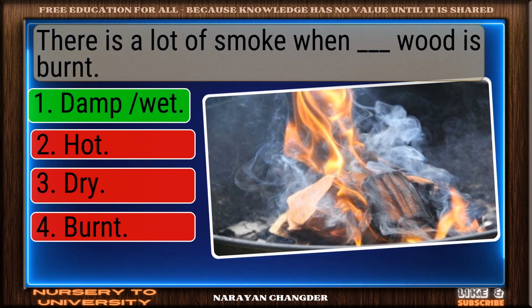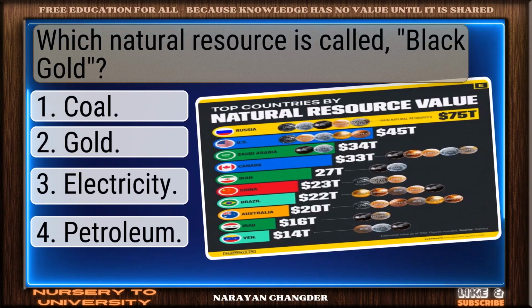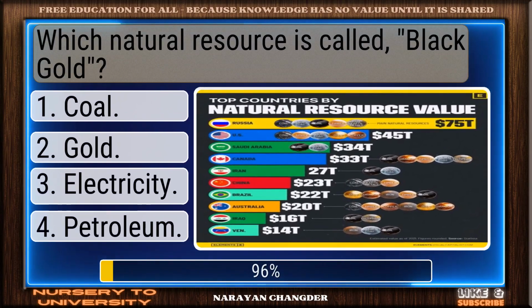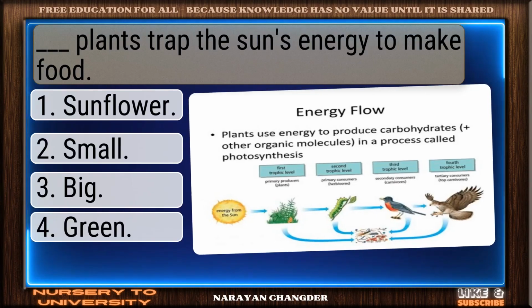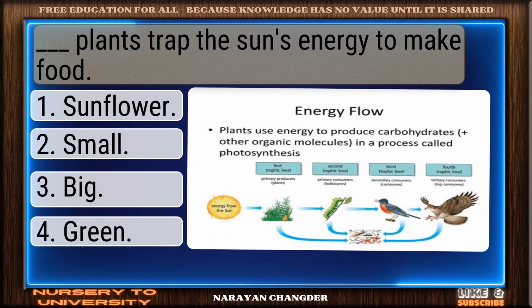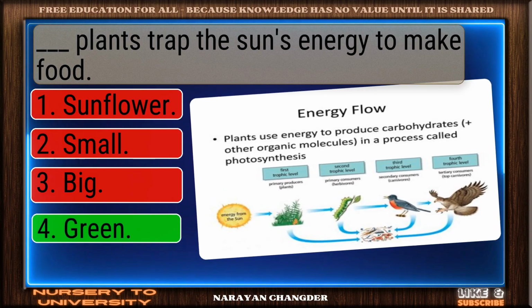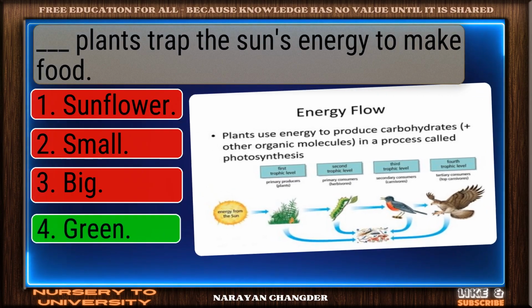Right again. Damp or wet is a valid answer. Which natural resource is called black gold? Great job. Petroleum is the accurate answer. Dash plants trap the sun's energy to make food. Exactly. Green makes sense, and it is the right choice.